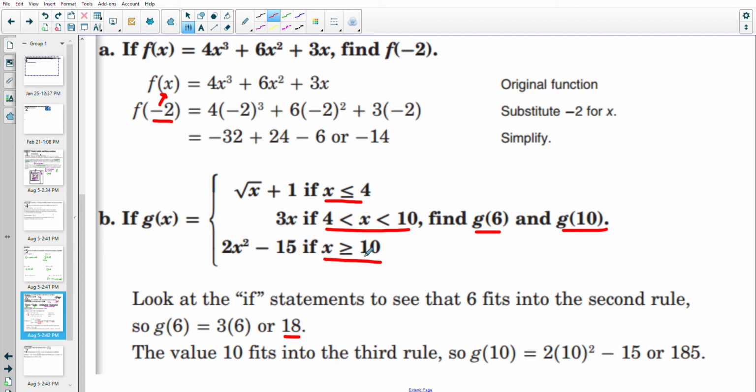G of 10, you're going to take 10, which is in the third condition, and substitute in for x, and when you do that, you get 185.